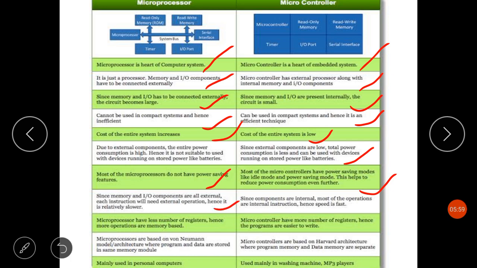Next difference is, since memory and input output components are connected externally to the microprocessor, its computation speed gets slower because a lot of processor time is consumed in data transfer between external memory and the microprocessor. Whereas in case of microcontroller, since all the components are internal, most of the operations are internal instructions, so its speed is fast.